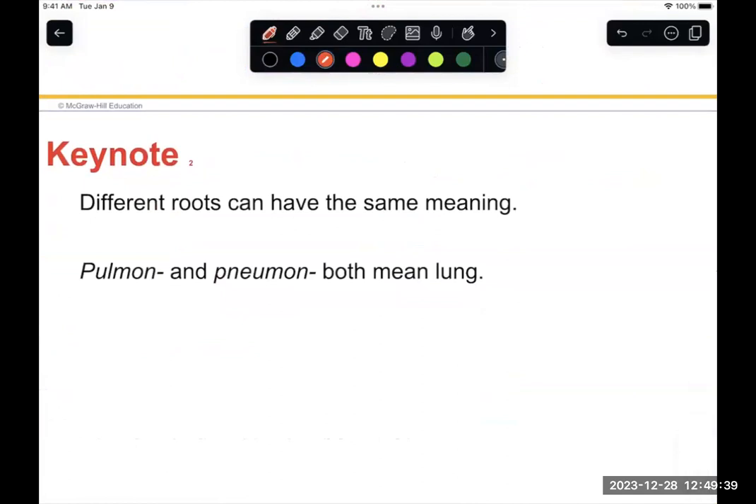So different roots can have the same meaning. So more than one root can mean the same thing because roots are going to have either Greek or Latin origins. So pulmon and pneumon mean lung.